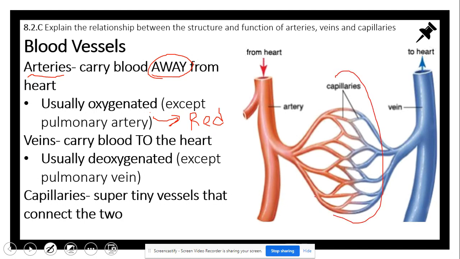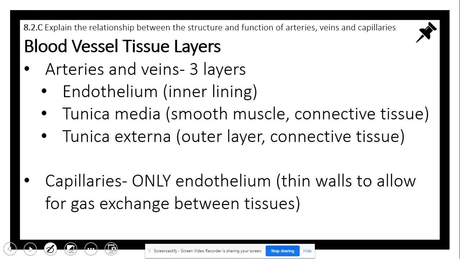Then we've got capillaries in the middle here. I think we've already even labeled that those are for gas exchange. So we go from arteries, those branch down into capillaries. Capillaries are going to empty into veins, and we're going to head back to the heart, and we've got that whole closed double circulation going on.